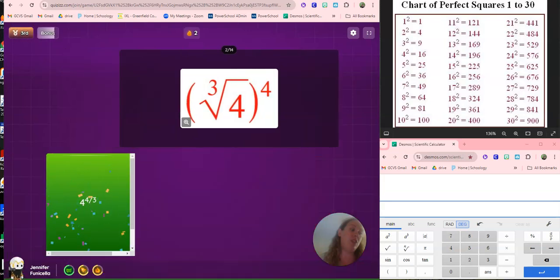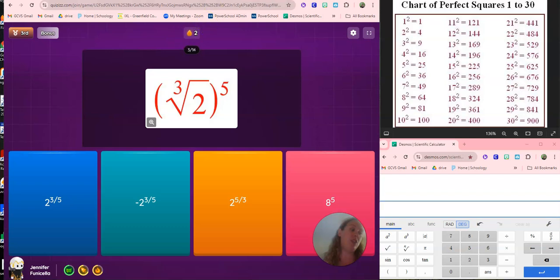Incredible. Moving on to question number 3. Our base is that number 2, and the power of that 2 is a 5. Power goes on top, and root, whatever that number is inside the radical symbol, our root here is 3. So this is a 2 to the 5/3. 2 to the 5/3 is how we would rewrite that.